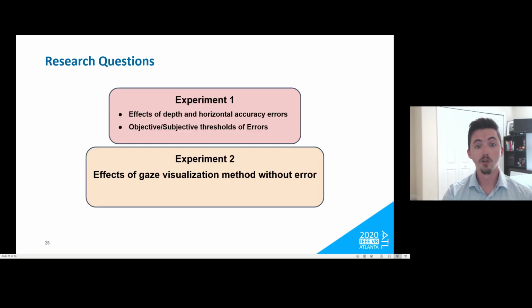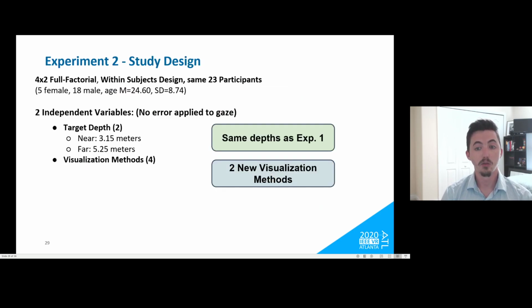So now we're going into experiment 2, which investigates several more visualization modes. So we have 2 variables for experiment 2. The important thing to note is that for this experiment, there's no error being applied to those gaze visualizations. They're always going to fall right on target.